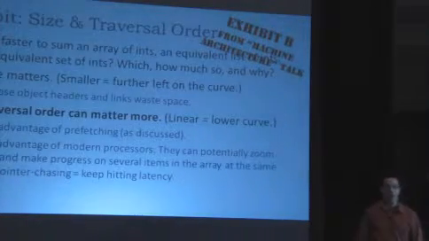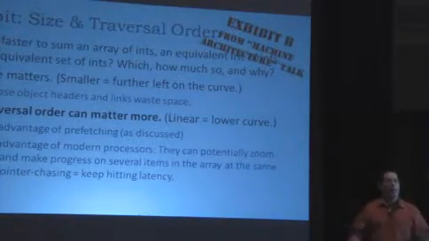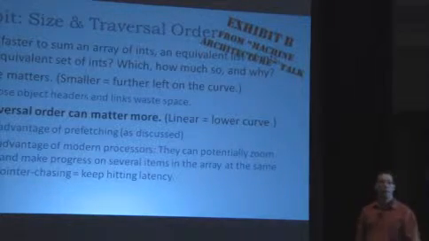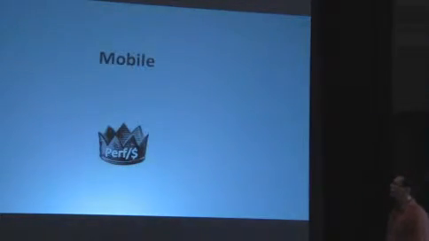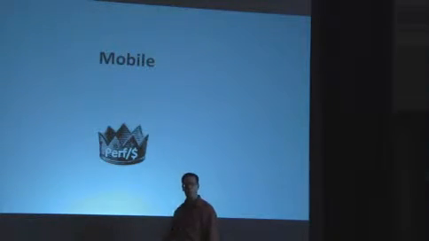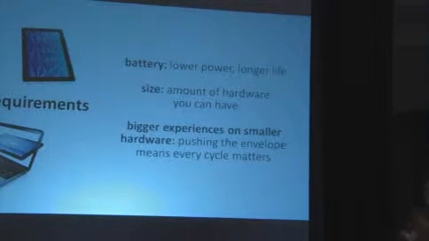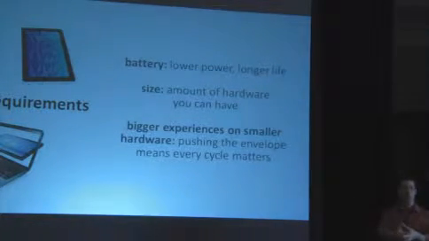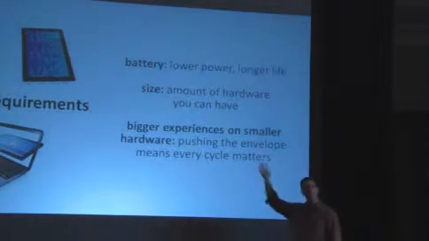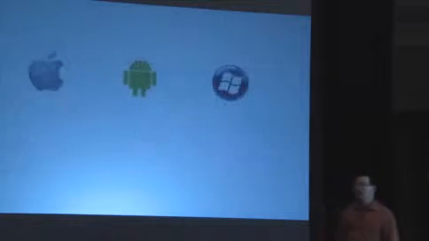We teach this to people, but you can only actually act on it fully if you have full control over memory layouts. That's why the world is built on C and C++. Now let's talk about mobile, because that's where performance per dollar, especially performance per watt and transistor, is really important. If you look at mobile requirements, battery, performance per watt, size, performance per transistor, and bigger experiences on small hardware like augmented reality and all those cool things means every cycle matters. Every single one of those things comes into play here.